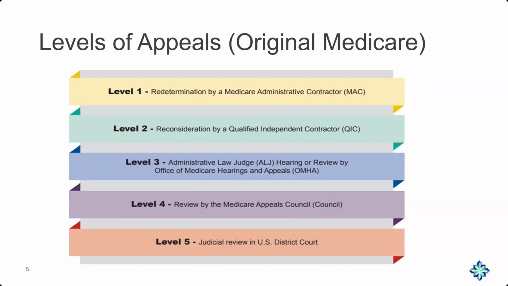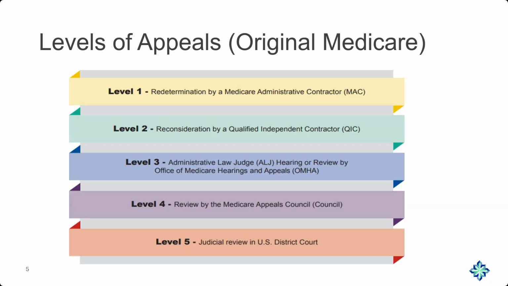Now, there are 5 levels involved in the process. We're going to take a closer look at each of these steps. Level 1 is the redetermination, which is conducted by the MAC. It's a second look at the services and the supporting documentation from the initial claim. The next level is a consideration, which is performed by the Qualified Independent Contractor, or QIC. This consists of a panel of physicians and other health professionals who will review the services or items rendered.